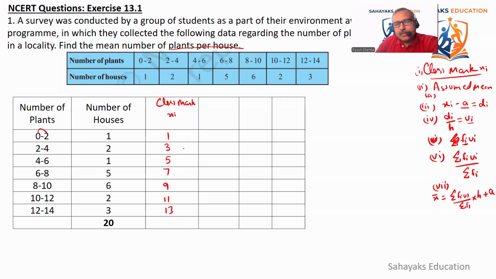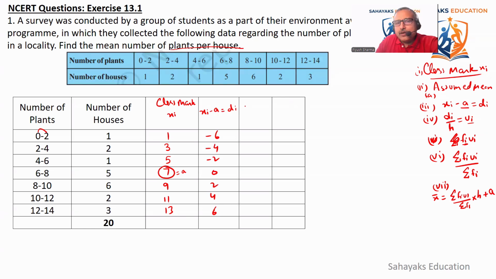Okay, now we have found the class marks. Now among the class marks, we have to assume a mean. So we assume 7 as the assumed mean, A. Now we find Xi minus A, and we'll call it deviation, Di. So 1 minus 7 is minus 6. 3 minus 7 is minus 4. 5 minus 7 is minus 2. Then 0, 2, 4, and 6. 11 minus 7 is 4. 13 minus 7 is 6.